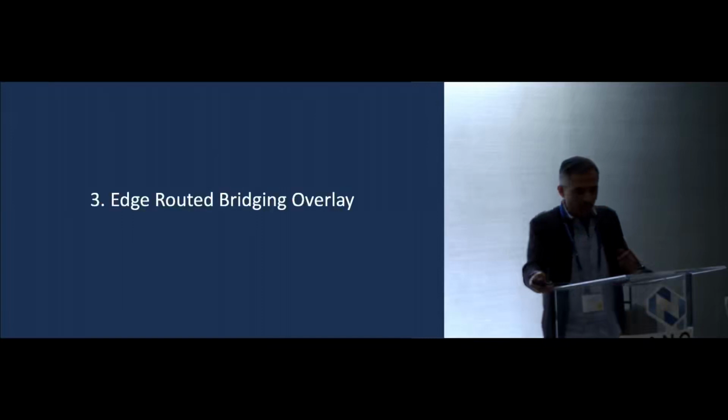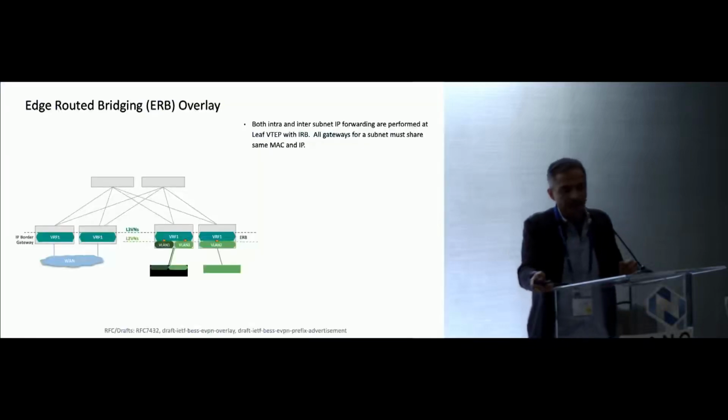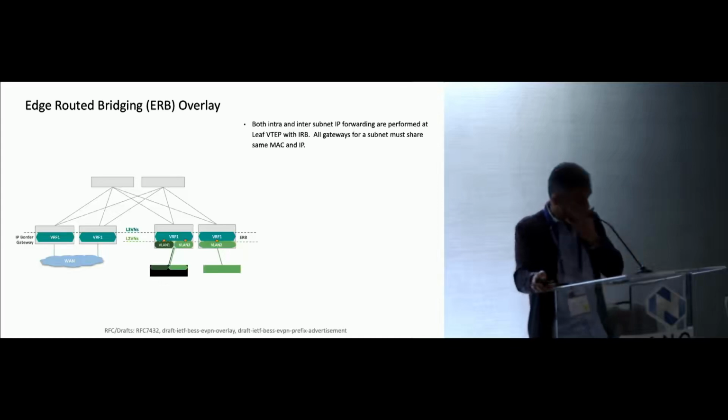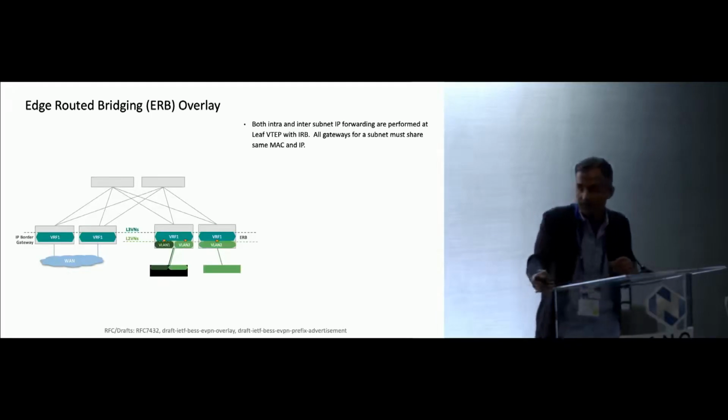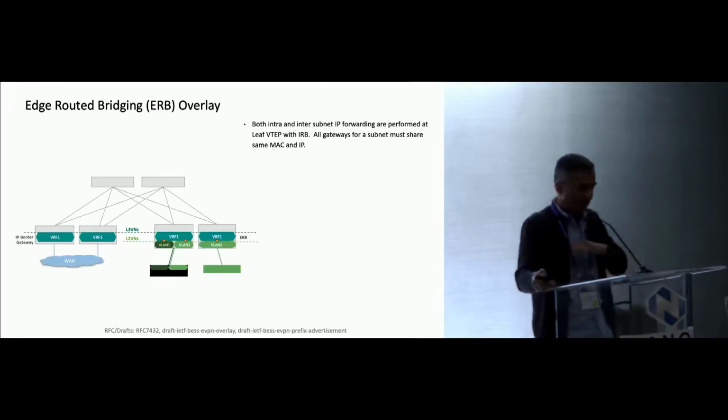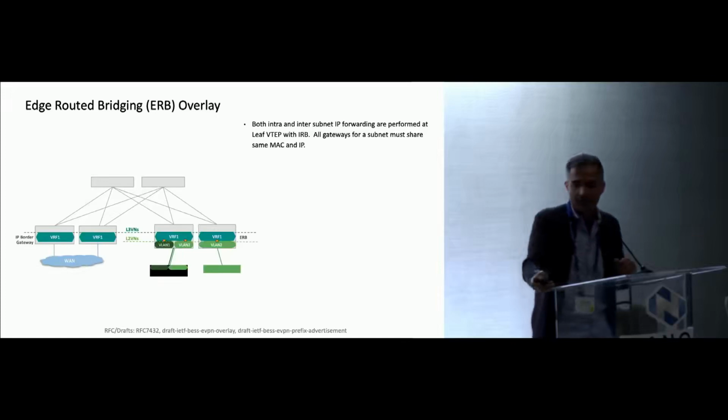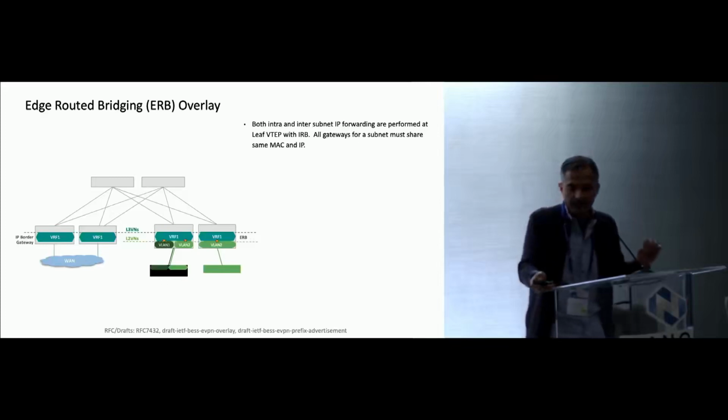The third overlay model is edge-routed bridging. In edge-routed bridging, we move the routing function from a central point all the way to all the leaf VTEPs where the tenant's end systems are connected. So our tenant VRFs are pretty much everywhere where tenant end systems are connected. And all these gateways for every subnet need to have the same MAC and IP for this to work.